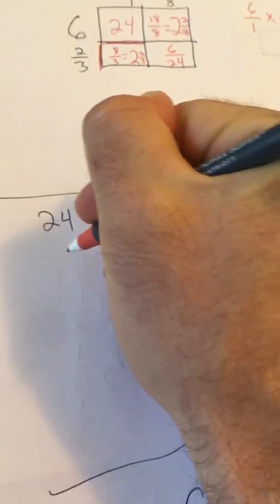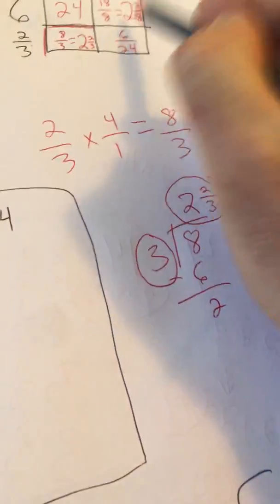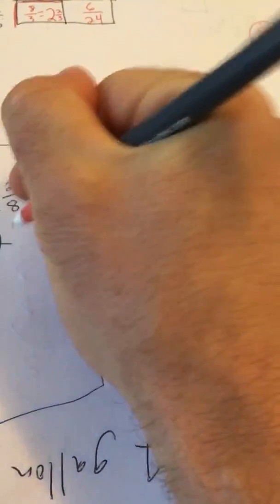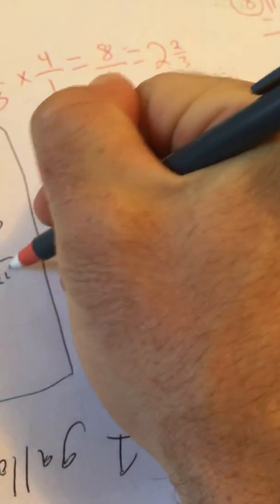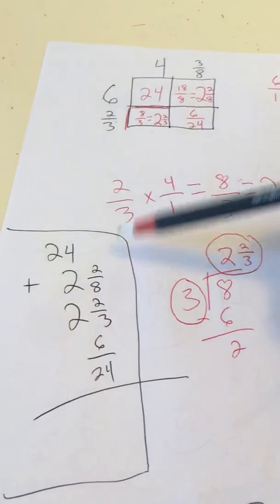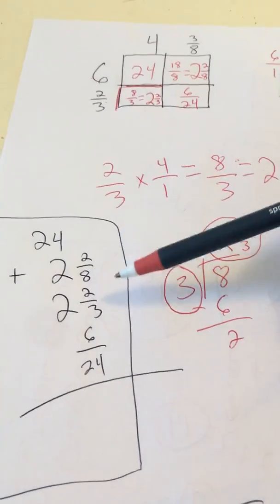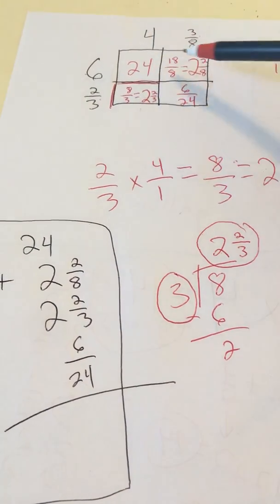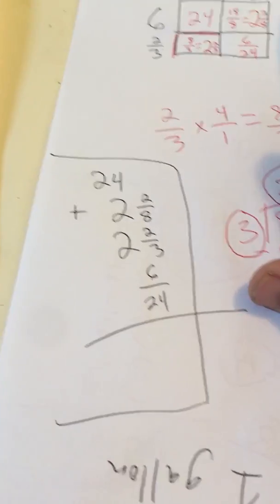Okay, so we have 24. Let me make some space. We have 24 plus 2 and 2/8 plus 2 and 2/3 plus 6 24ths. So we have 24, 2 and 2/8, 2 and 2/3, and 6 24ths. And we're adding these 4 partial products up to get our final answer.